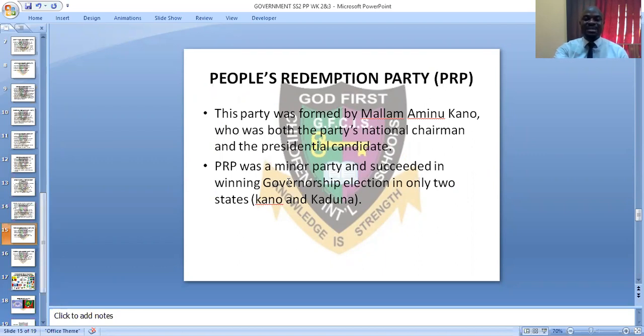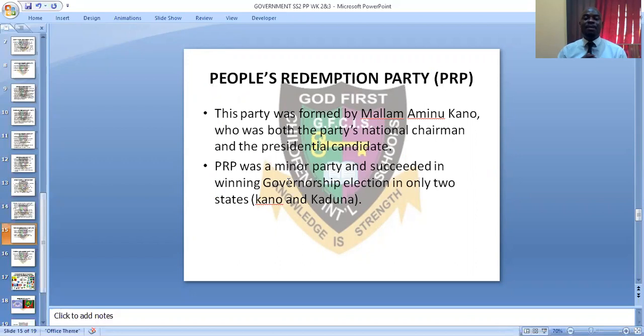People's Redemption Party, PRP. This party was formed by Malam Aminu Kano, who was both the party's chairman and the presidential candidate. And this party, PRP, was a minor party, though it succeeded in winning governorship elections in only two states, which happened to be Kano and Kaduna. So most of the parties then were created by those who were interested in running an organization or a party in order to run for the presidential election.